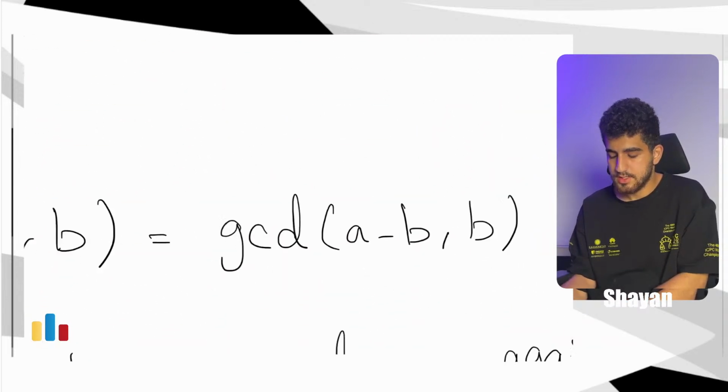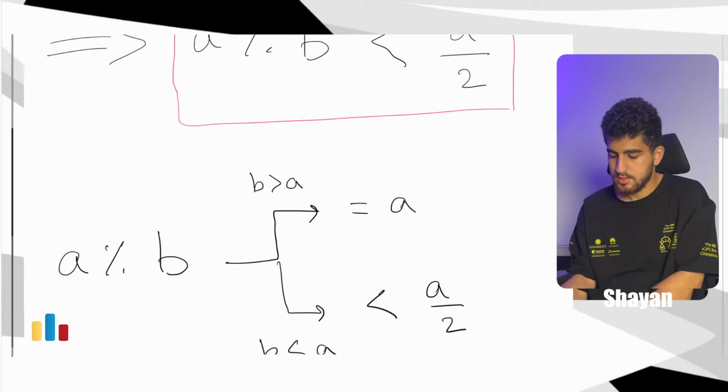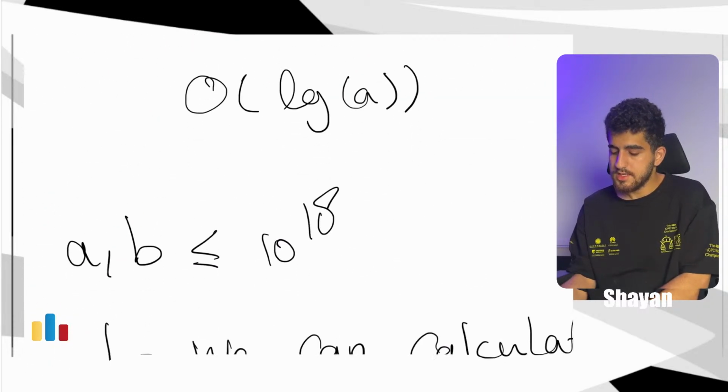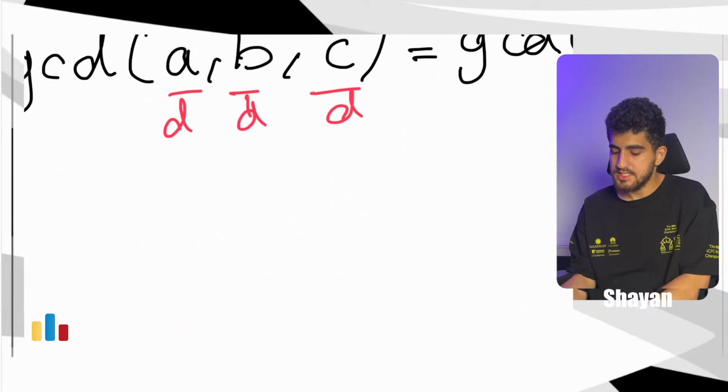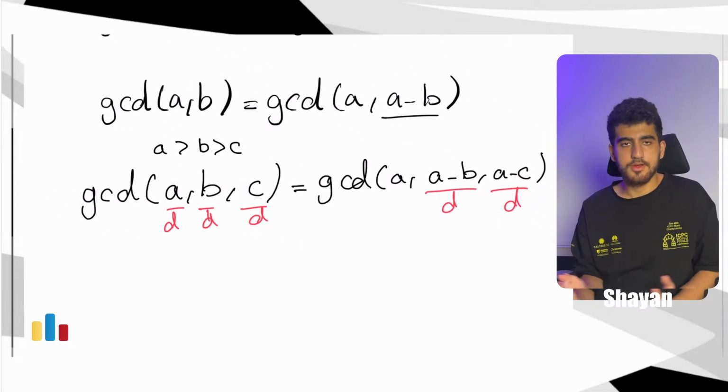My voice is low, you can't hear me? So what I'm saying is that GCD of A and B and C is equal to GCD of A and A minus B and A minus C.